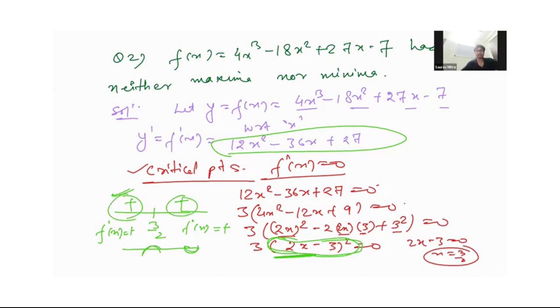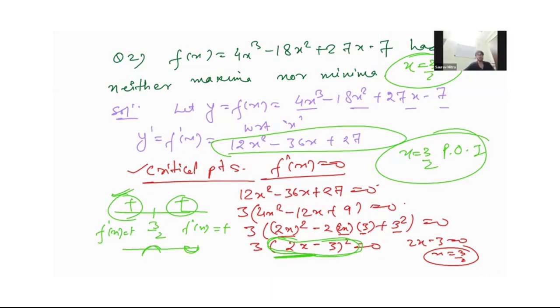That means your x equals to 3 by 2 is your point of inflection. So what is the point of inflection? Are you clear about this? The point at which there is no diversion in the function f dash x. That is, function is neither increasing there, nor decreasing there. It is not changing its root. So this is your point of inflection.